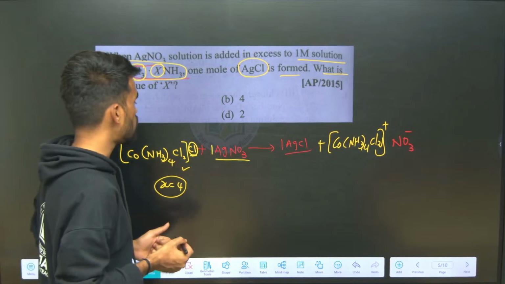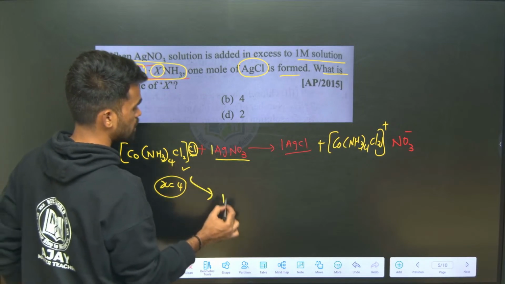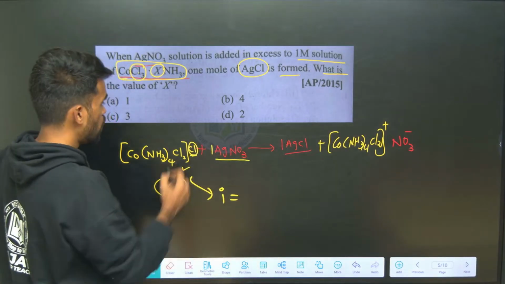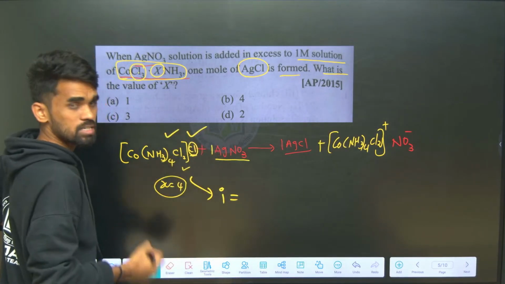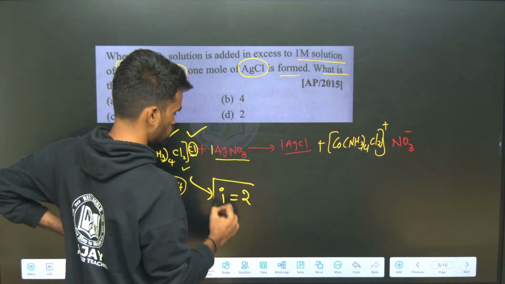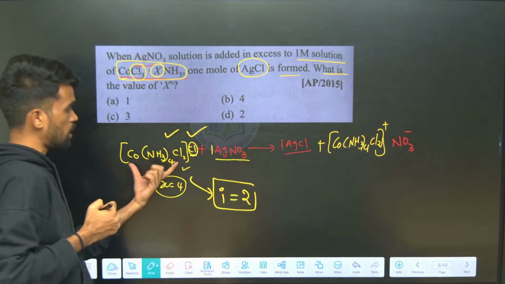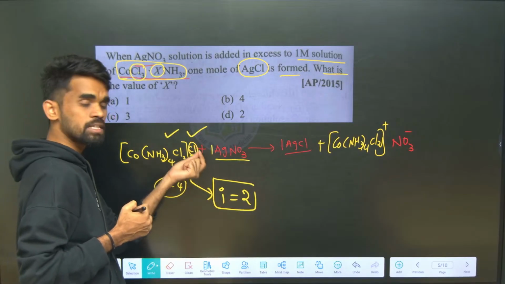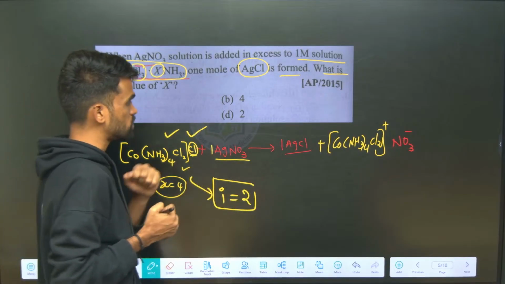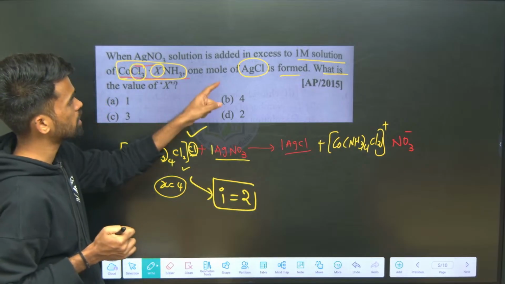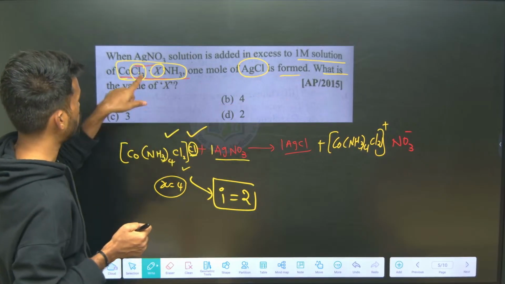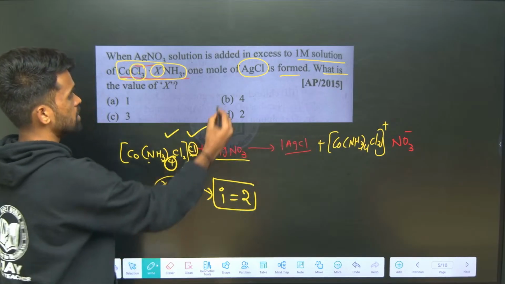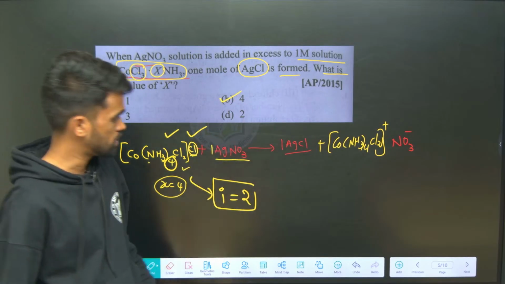Now they will also ask what is the van't Hoff factor i for this, in terms of solutions and colligative properties. See how many ions we are getting? 2 ions now. So its van't Hoff factor is 2 in the aqueous medium. This complete complex is 1 ion and this chloride ion is the other one. They are asking about the value of X. So the value of X we got here is 4. So take it as answer number B. This is your answer.